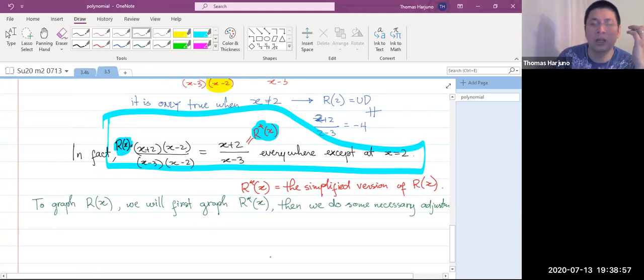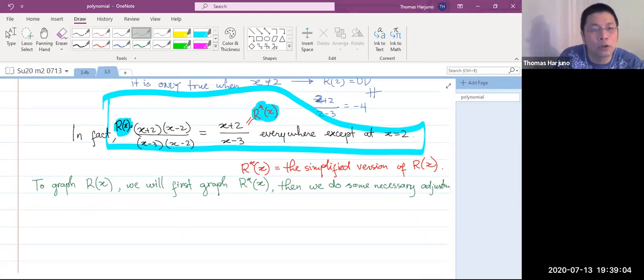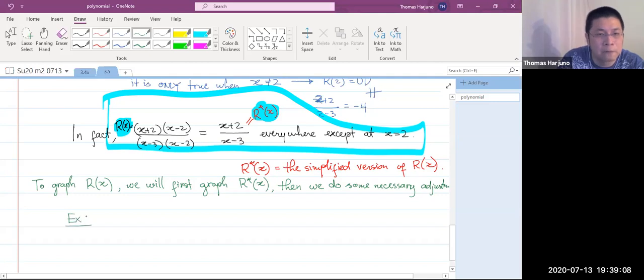Okay. Now, what kind of adjustment is that? Let's do a little example first. It's so little that I don't want to number it. Let's take a look at this example. Let's say I have a function f(x) equals 1.